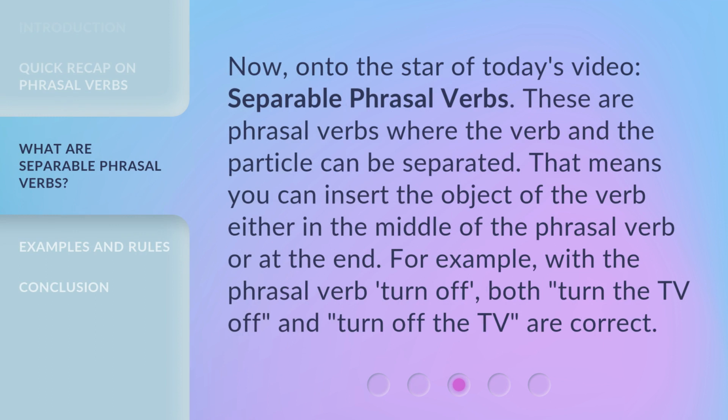Now, onto the star of today's video. Separable phrasal verbs. These are phrasal verbs where the verb and the particle can be separated. That means you can insert the object of the verb either in the middle of the phrasal verb or at the end. For example, with the phrasal verb turn off, both turn the TV off and turn off the TV are correct.